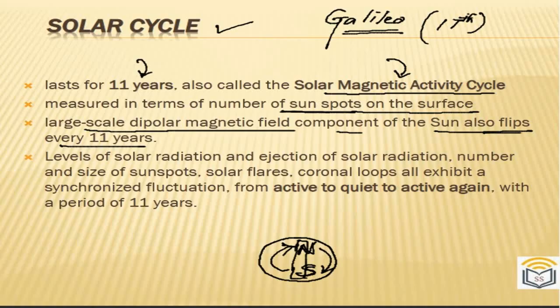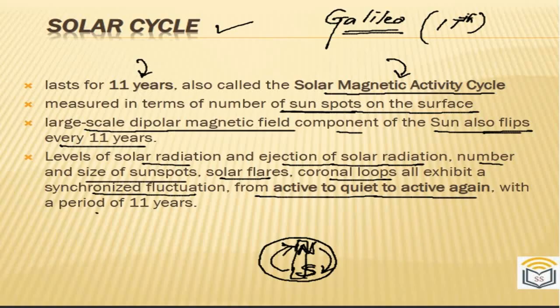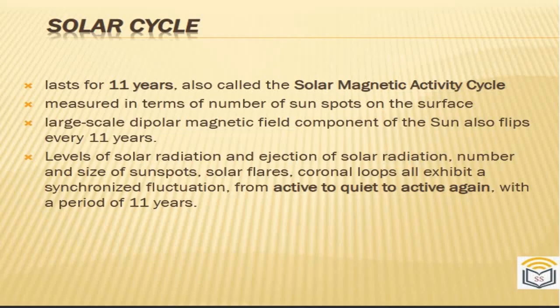The level of solar radiation and the ejection of solar radiation, the number and size of sunspots, solar flares and coronal loops all exhibit a synchronized fluctuation. So in this 11-year period, it goes from active to quiet and to active again. These are the observations from which the solar cycle is diagnosed.